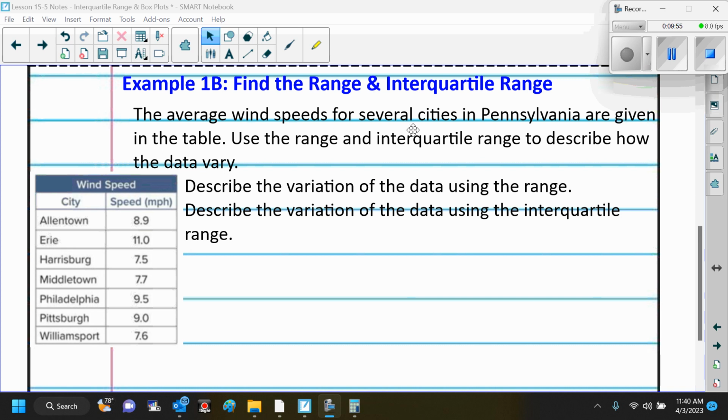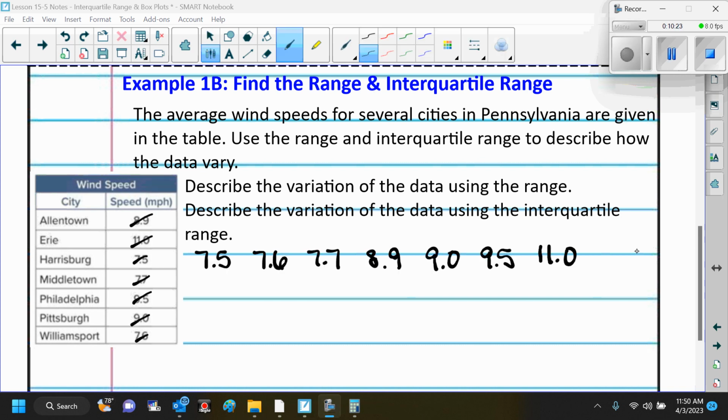The average wind speeds for several cities in Pennsylvania are given in the table here. We want to use the range and the interquartile range to describe how the data vary. So we want to describe the variation of the data using the range, and we want to describe the variation of the data using the interquartile range. Now remember, in the end, you want to write two sentences to describe.